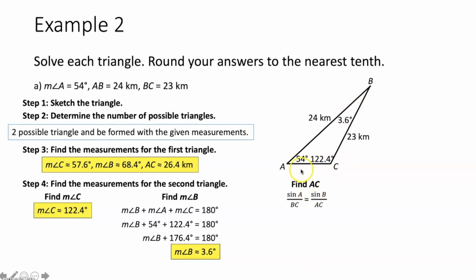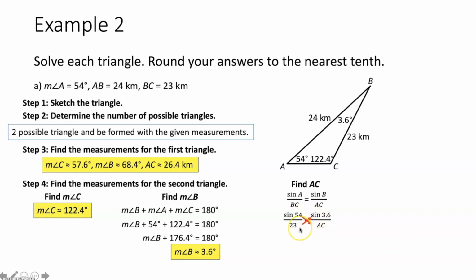Now we just plug in what we know. We know the measure of angle A is 54 degrees. That goes in here. We know the measure of segment BC is 23 kilometers. That goes in here. The measure of angle B we now know is 3.6 degrees. That goes in here. And the measure of segment AC just stays the measure of segment AC, because that's what we're trying to find. We now have a proportion that we're trying to solve for the measure of segment AC. How do we do that? We use the cross product property.